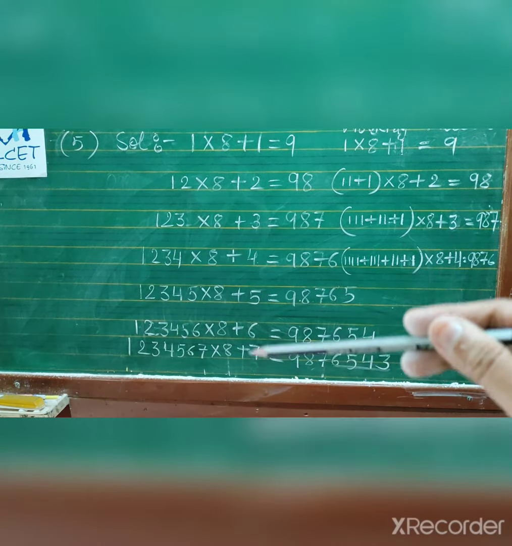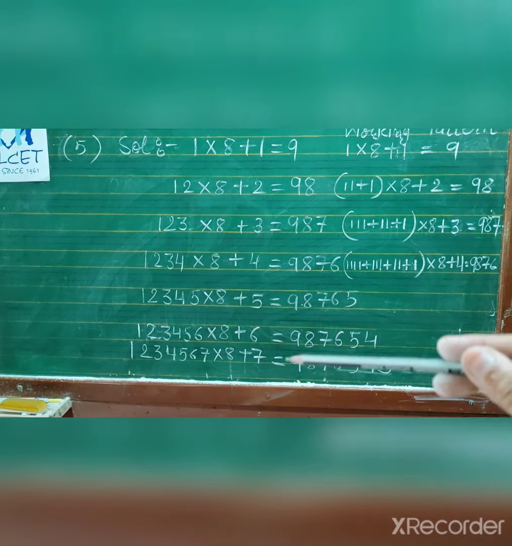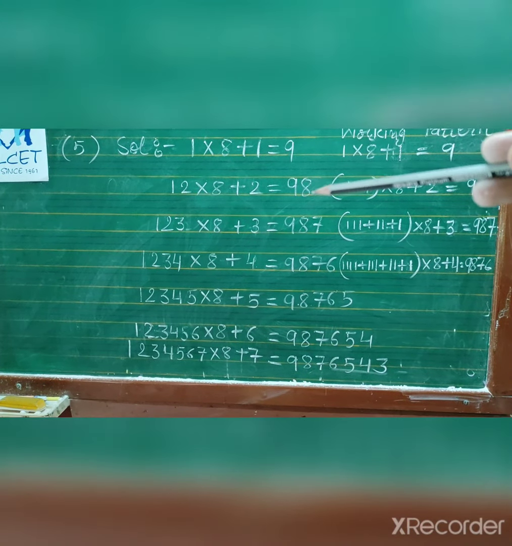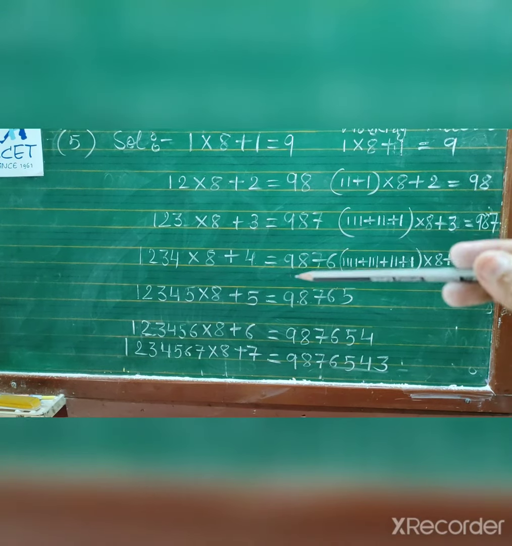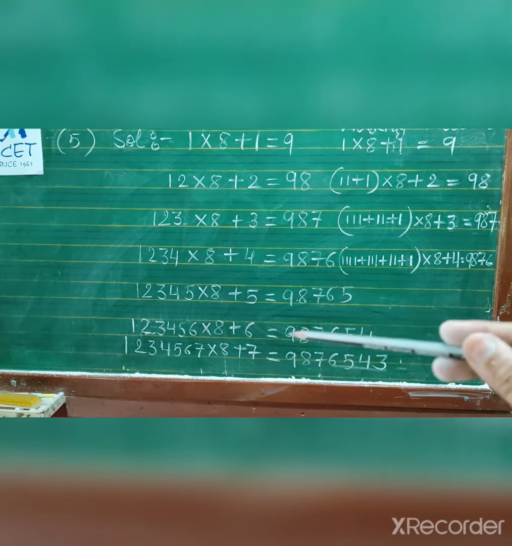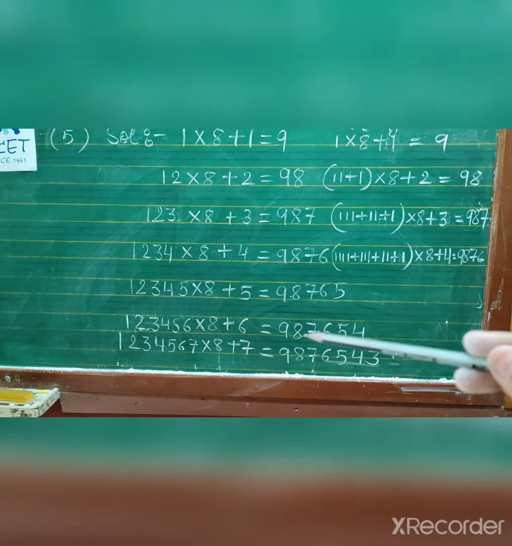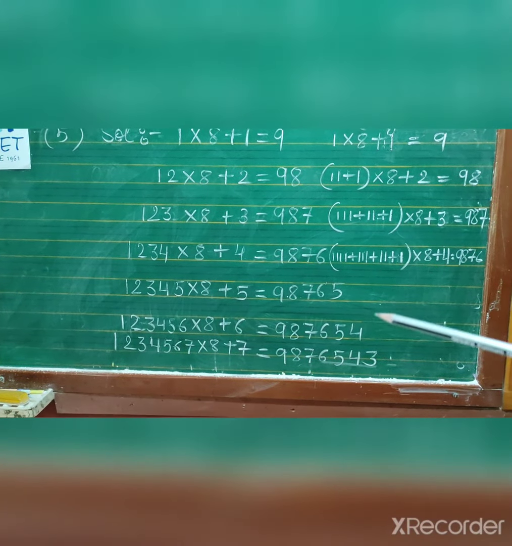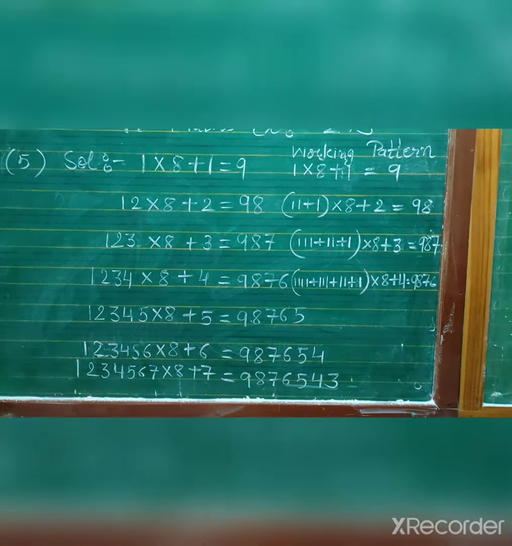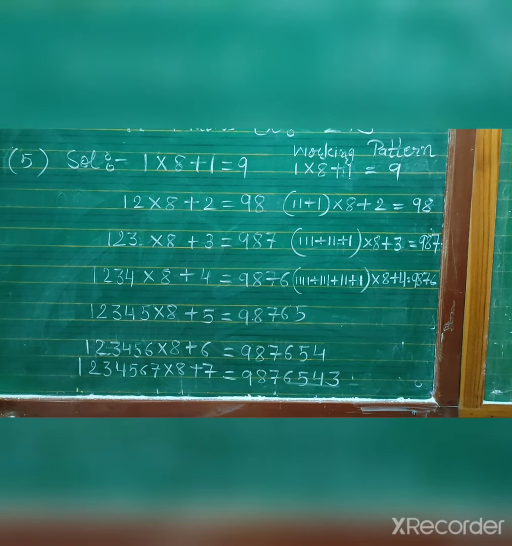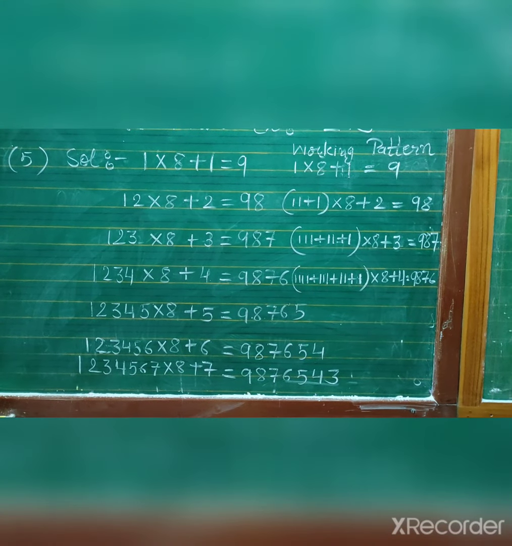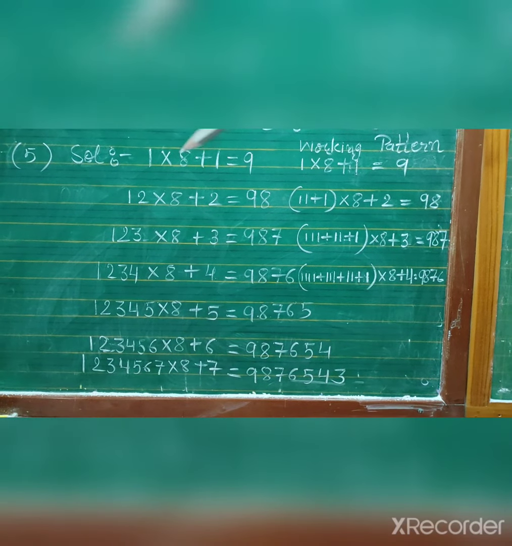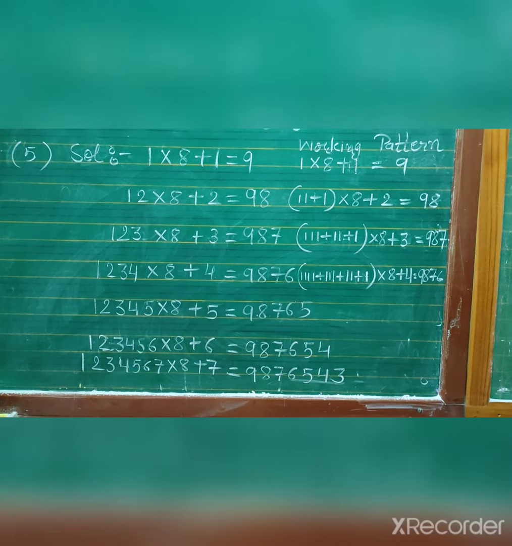8 is everywhere. Here 1234567 and here 1, 12, 123, 1234. Now answer will be 9, 98, 987, 9876, 98765, 987654, 9876543. So next two steps already I have written. Now working pattern is, hint is given. Greater number, then add. Ascending order you will write. Here 1 is written, so nothing we are writing here.